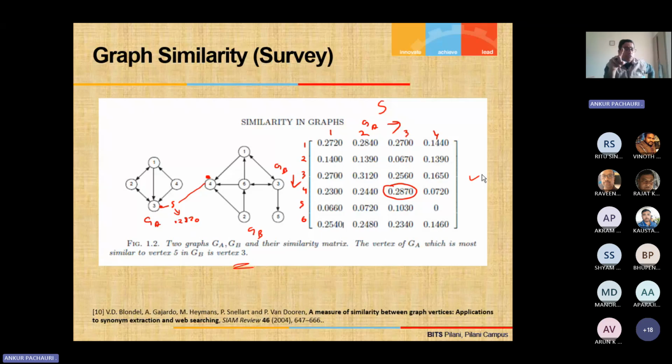Now this will be very well used in most of my classification problems, because I will be assigning a similar label to the similar nodes which are still unlabeled. Now, how do I identify the similarity? Based on this. Clear?